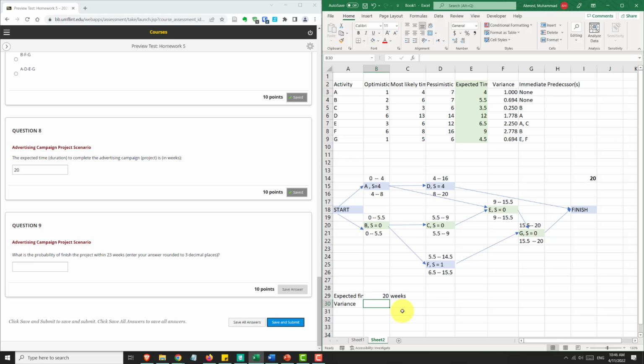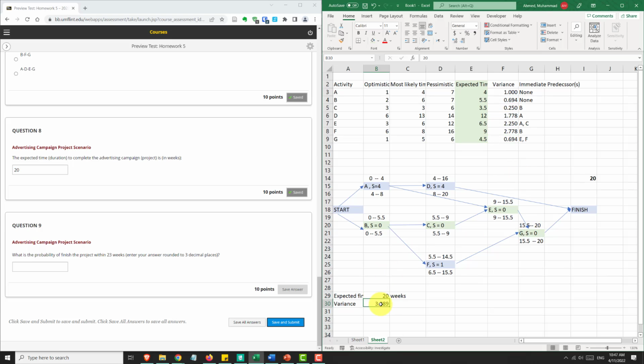To get the variance, we have to add the variance of the activities on the critical path. So we take the variance of B, which is 0.694, plus the variance of C because that's the next activity on the critical path, plus the variance of E. Notice I'm skipping D and A. Why? They're not on the critical path. The variance of E is 2.25, plus the variance of G, which is 0.694.